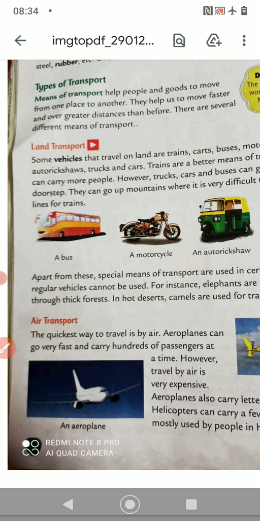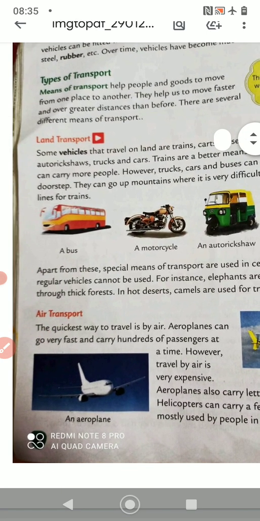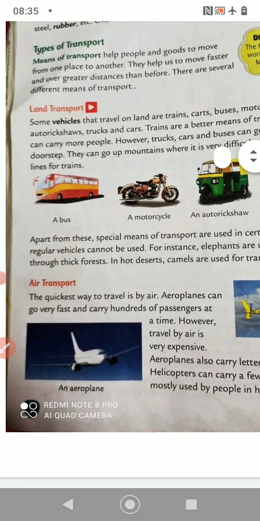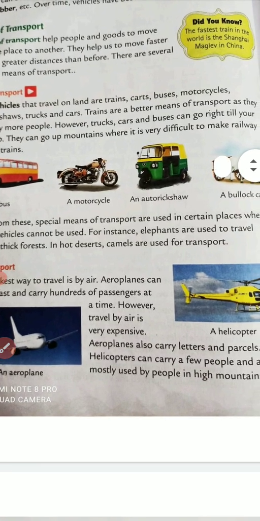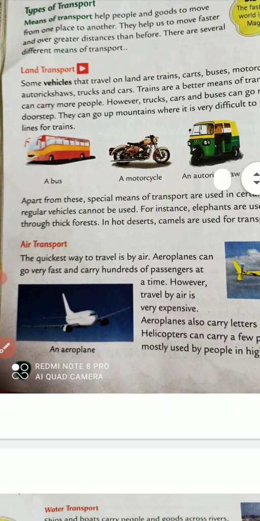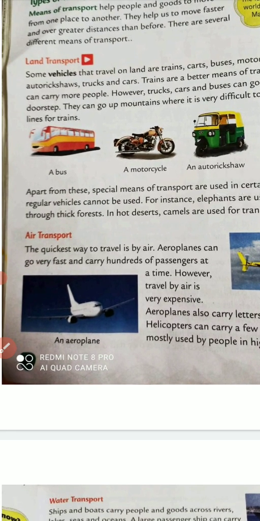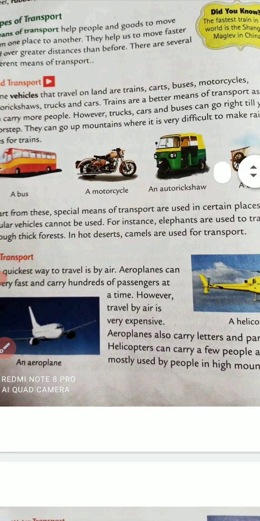Apart from these, special means of transport are used in certain places where regular vehicles cannot be used. For instance, elephants are used to travel through thick forest. In hot deserts, camels are used for transport. Children, this is very important. This was asked in the exam, that elephants are used to travel in what places.